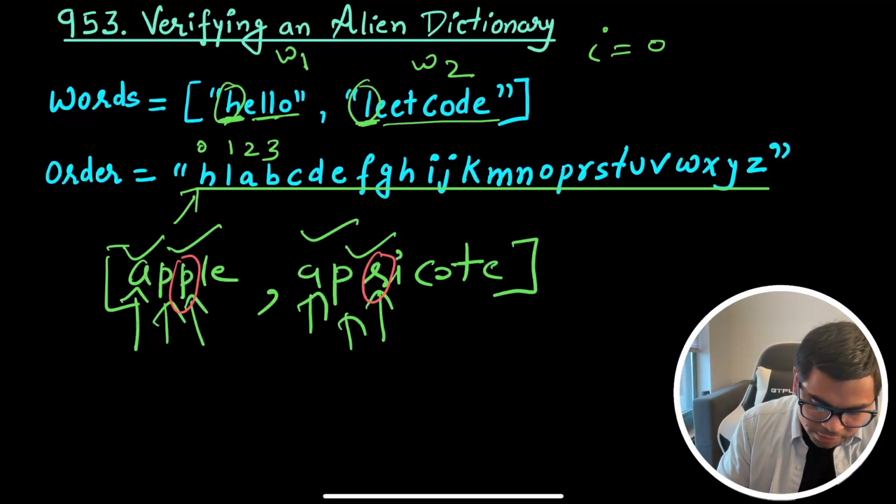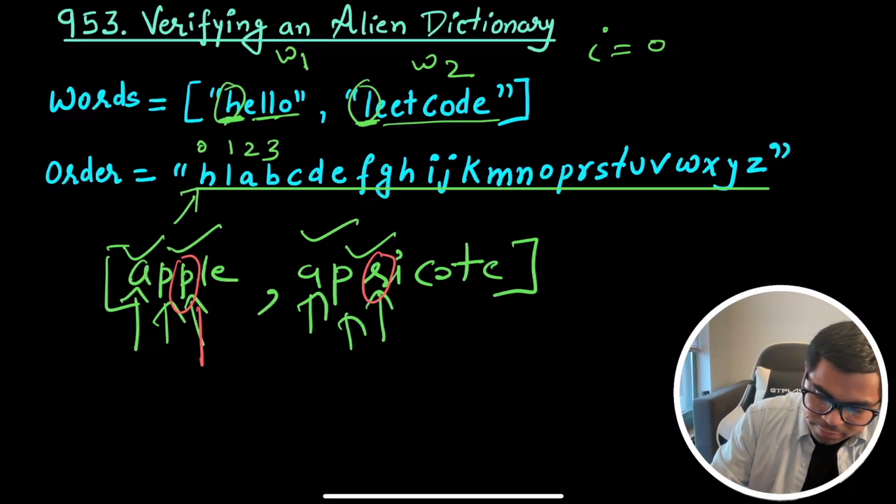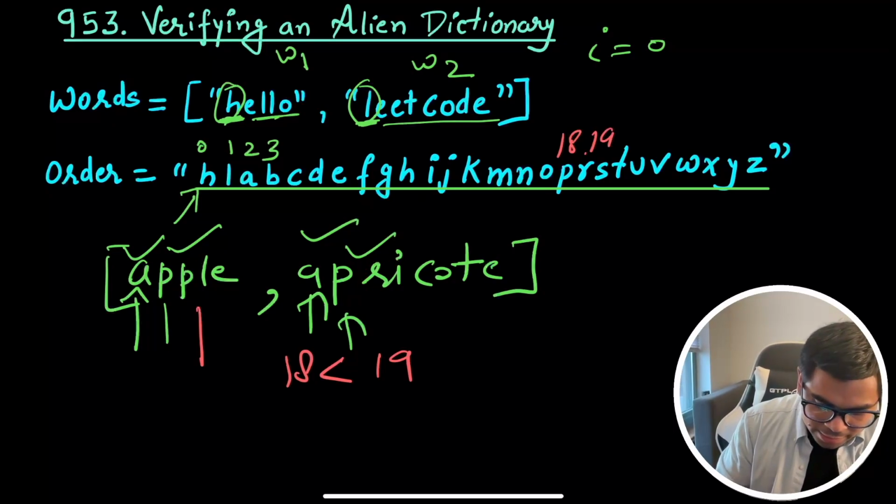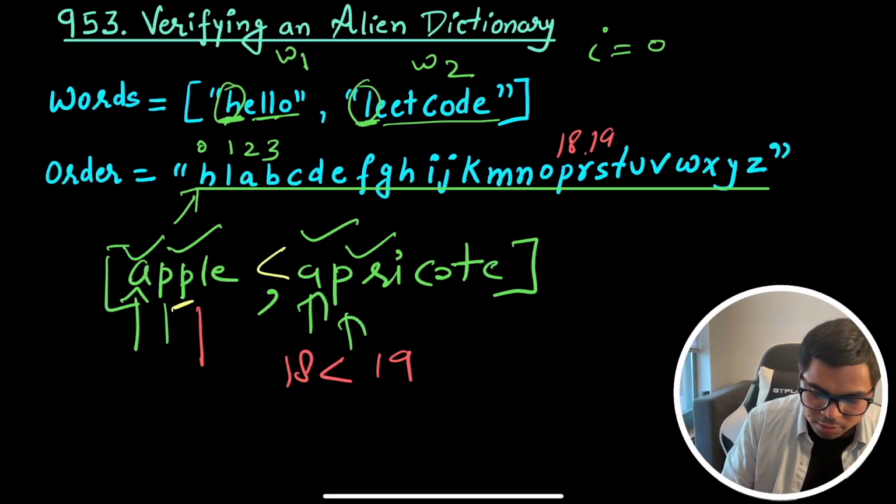So what we will be doing is finding the index of P in the order that's given to us. Let's say it's something like 18, not the exact order, but let's say 18, and then R will be 19, right? It's right here next to P. So you can tell that 18 is less than 19, so they are in the right order. That means this was the first differing character that you found, and apple had it smaller than apricot. So this is the right order according to this alien dictionary.